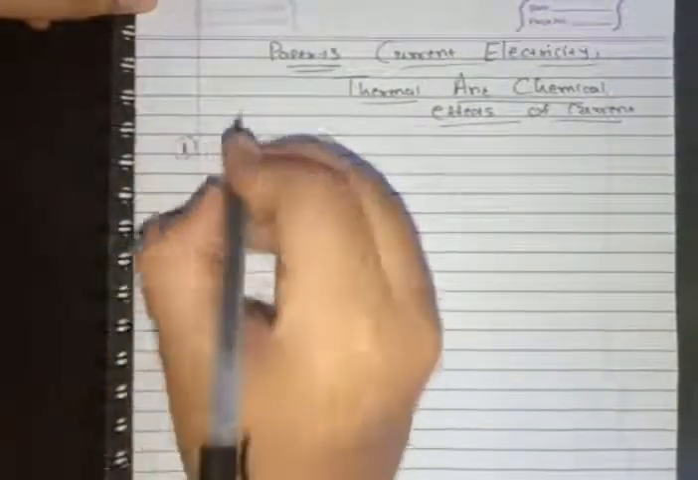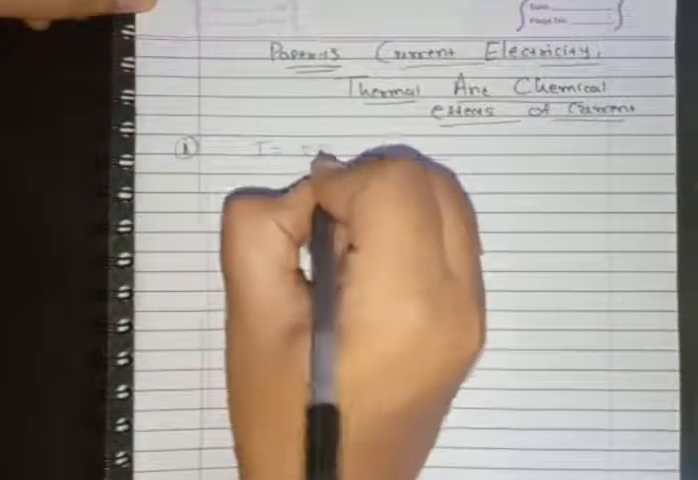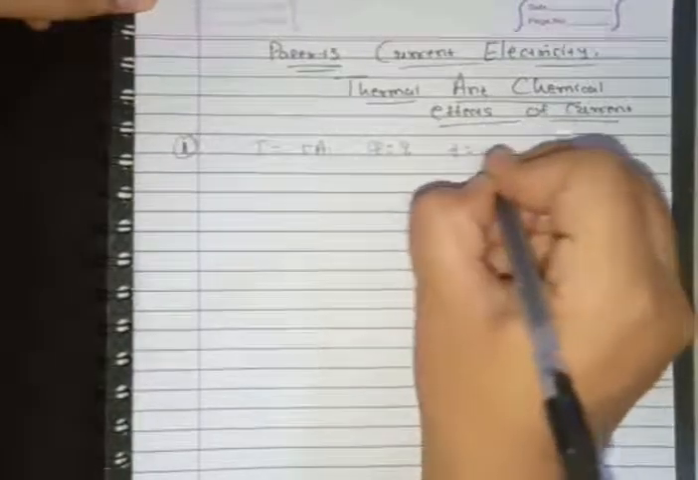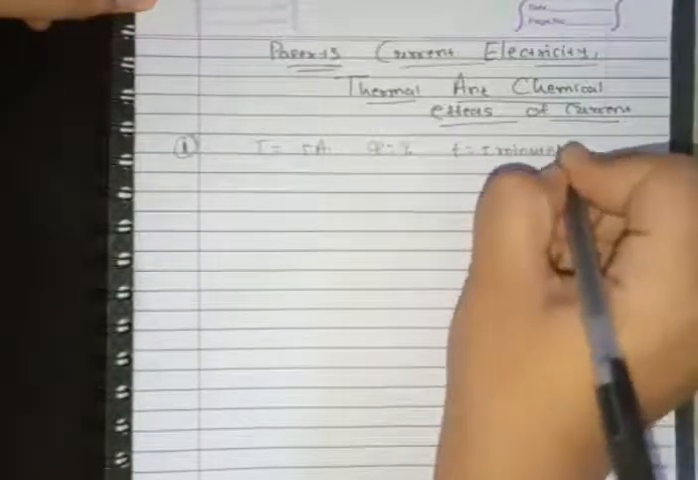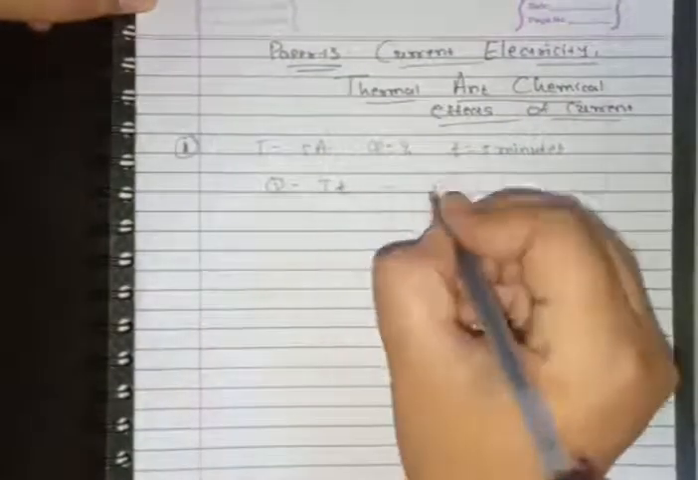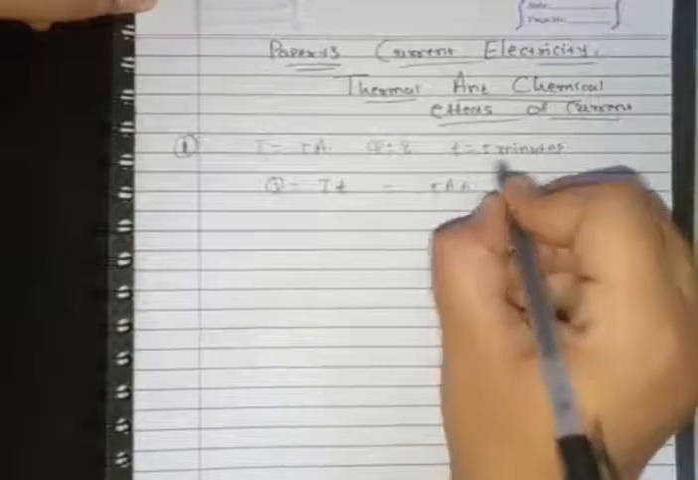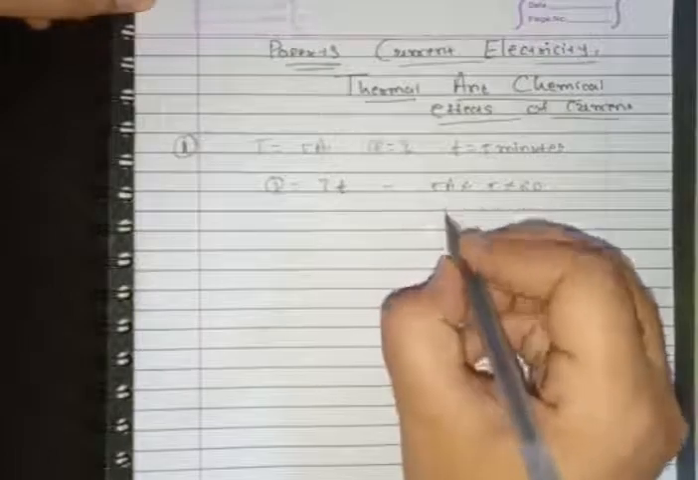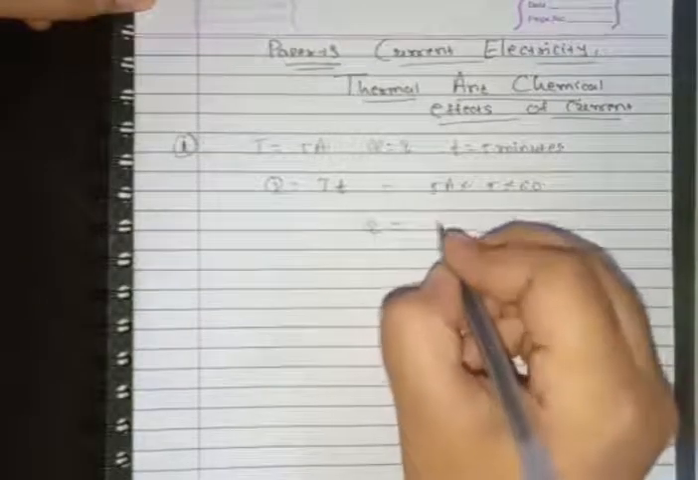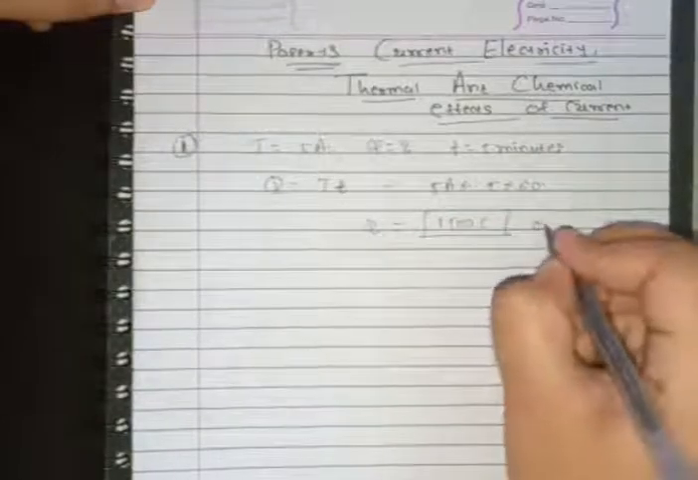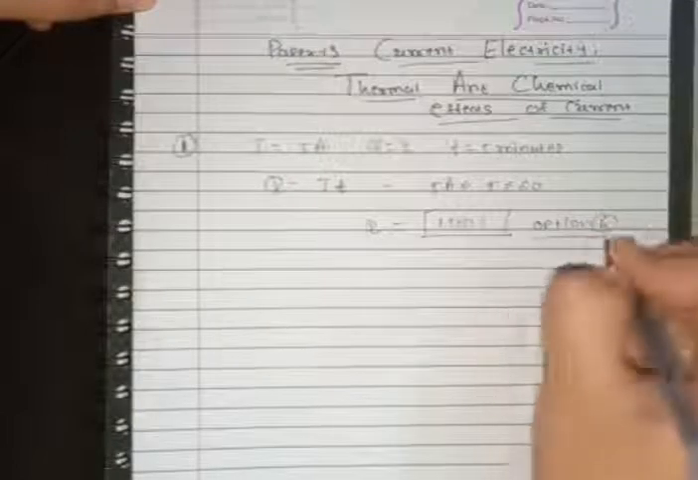In the first question, it is given that current passing through a conductor is 5 ampere. We want to find the charge in 5 minutes. Charge can be found by using the formula Q is equal to IT. Here I is 5 ampere and time is 5 minutes, that is 5 into 60 seconds. So the charge is 1500 coulomb. So option 4 is the correct option.